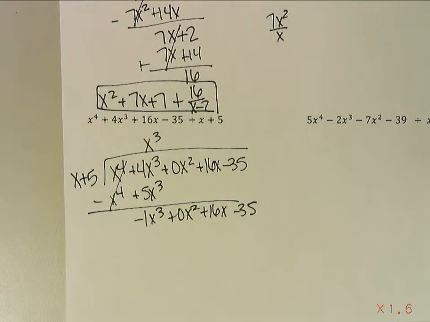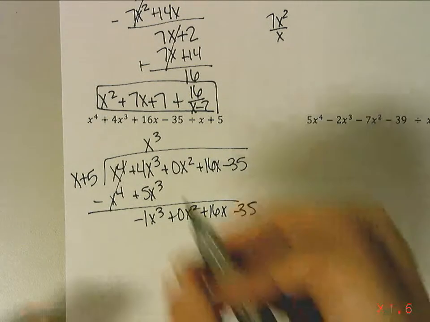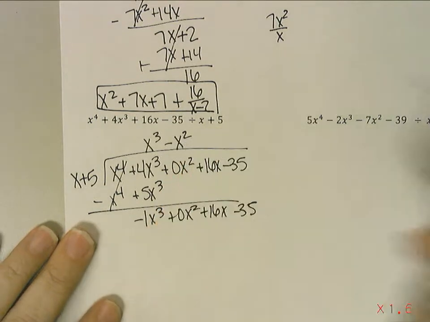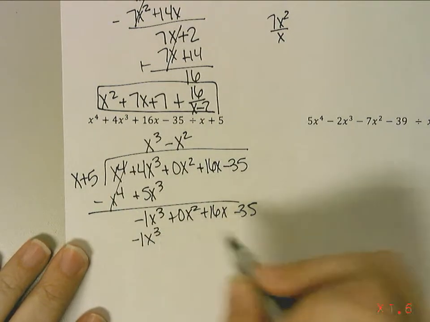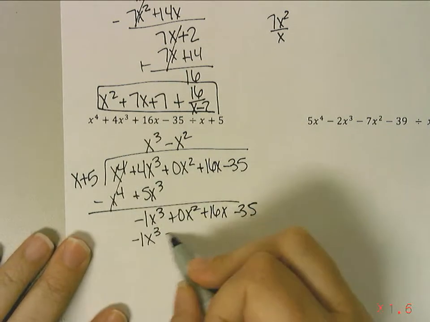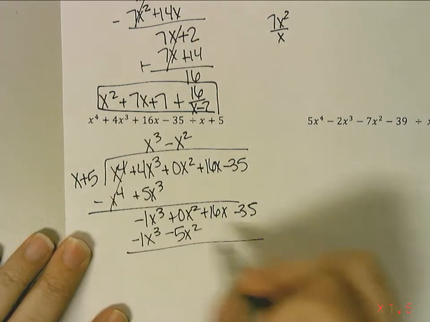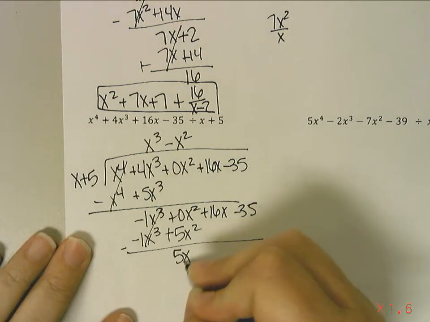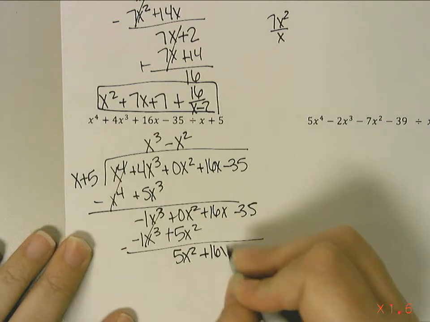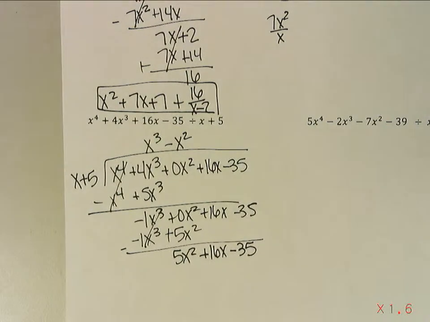Now we have a negative x cubed in the front, so this becomes a minus x squared. So x squared times x is negative x cubed. Negative x times 5 is negative 5x squared. Those will cancel. These are subtractions, so that's really addition. So it's 5x squared plus 16x minus 35.